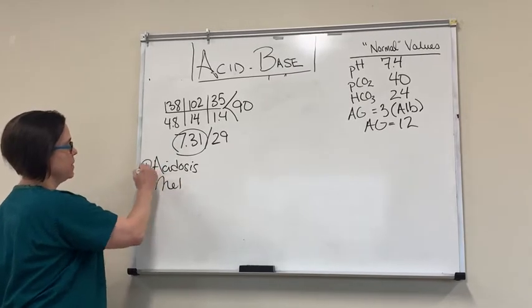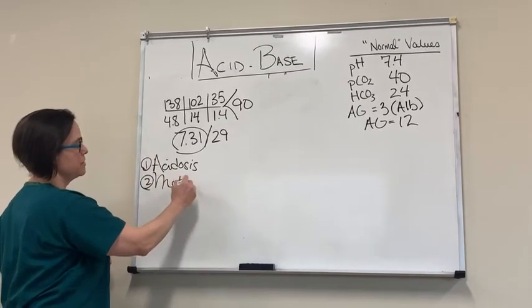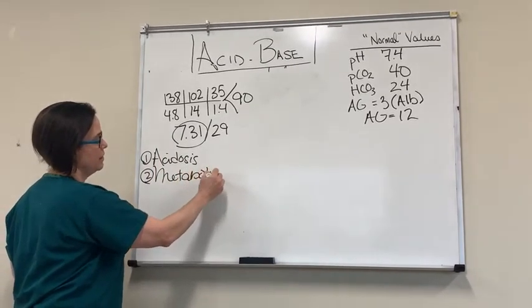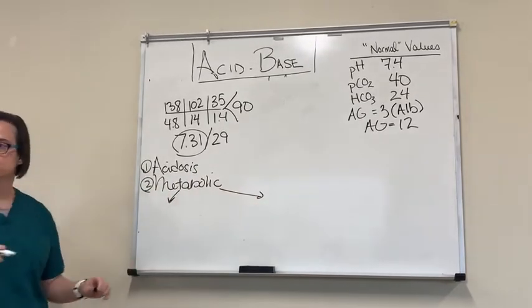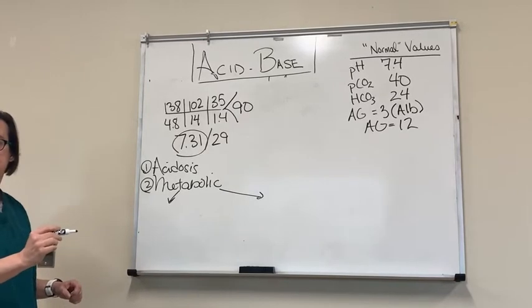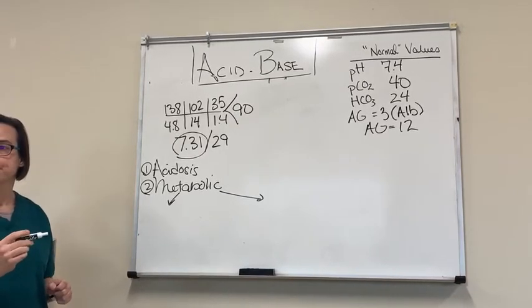So first of all, this was step one, acidosis. Step two is metabolic acidosis. And then we divide, and you can do either of these things, whichever one you want to do first. Can you, for a second, can you pause? Can you write how you came up with it was a metabolic acidosis?